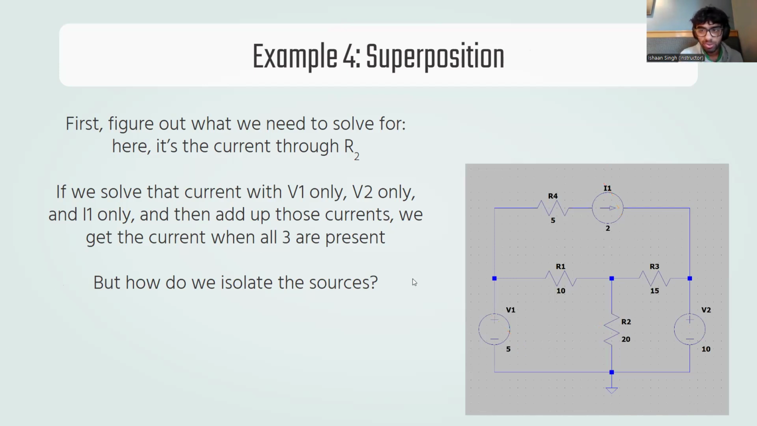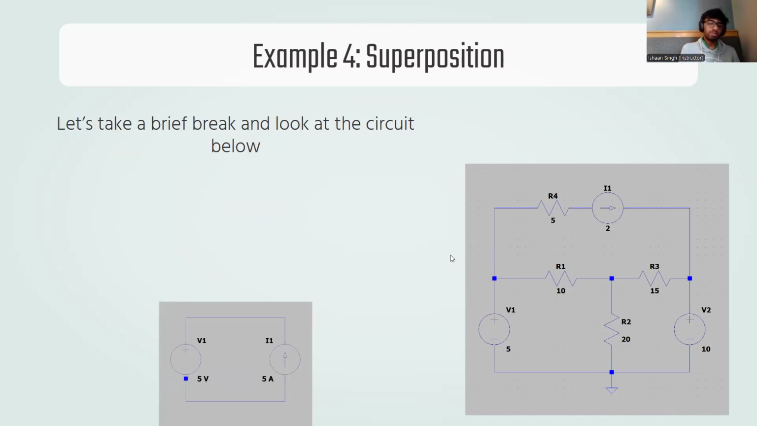But how do we isolate the sources? If I want to get rid of a current source or battery or voltage source, how do I get rid of it? I can't just remove it from the circuit. I have to take some consideration.